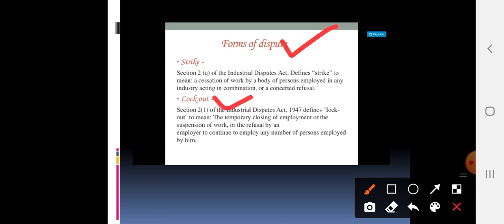Next is lockout. As per Section 2, sub-section (l) of the Industrial Disputes Act 1947, lockout means the temporary closing of a place of employment, or the suspension of work, or a refusal by an employer to continue to employ any number of persons employed by him. So it can be a temporary closing, or, for example, a suspension. If you are suspending a person because he has done something mischievous, we can suspend him for a particular period, say 1 month or 15 days. So suspension is one more kind of dispute.